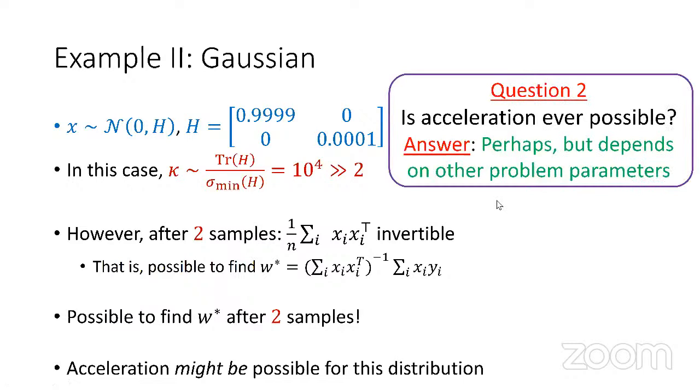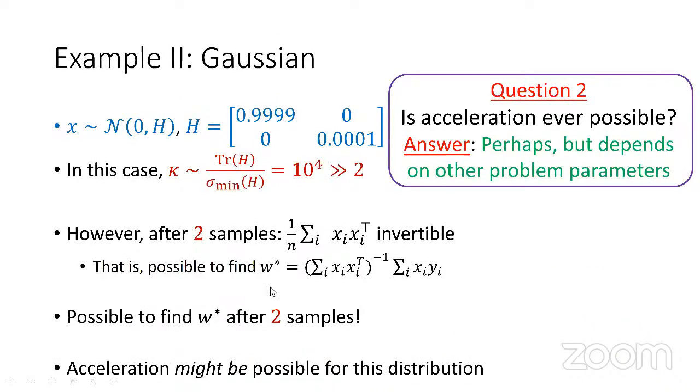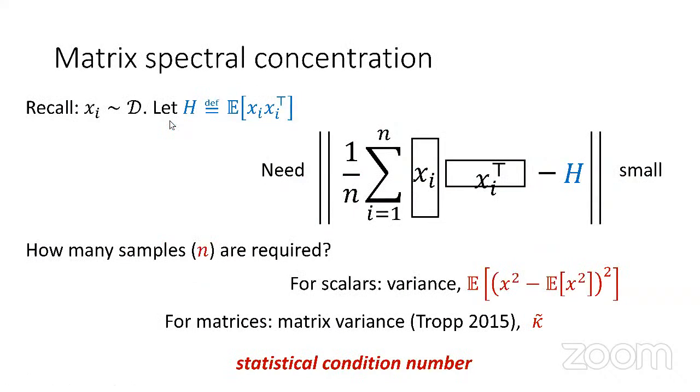So the answer to the second question is that acceleration might be possible under some settings, but it does depend on other problem parameters, right? So when we dig deeper into what is the information theoretic quantity that can help us achieve faster convergence of the underlying parameter, we see that the key difference between the previous setting and this one is that the empirical covariance matrix here concentrates much better. So we have much better spectral concentration of the empirical covariance matrix to the true covariance matrix, as compared to the previous example. And one of the key quantities that tells us how fast this spectral concentration happens is called matrix variance.